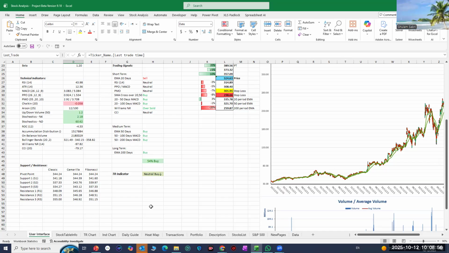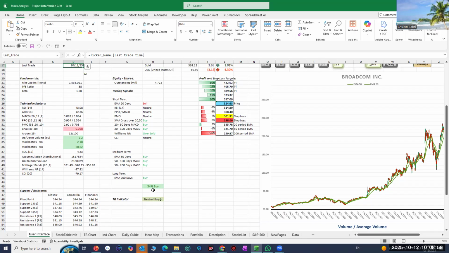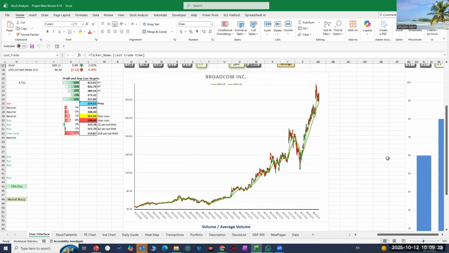And it tells us that 54% of these technical indicators give a buy signal. Some are sell and neutral. So what should we do? That we need to evaluate in detail. And then we have our own proprietary TR indicator. It tells us that it is in a neutral buy zone. It is still not in a sell zone. It is still a neutral zone. And we are inclined towards being bullish on this particular stock.